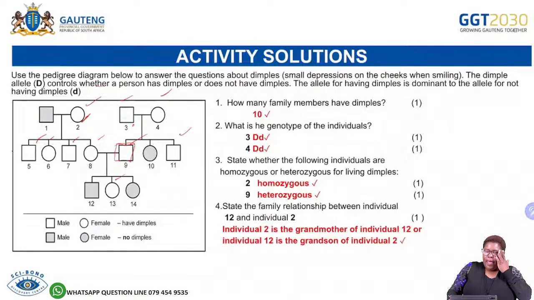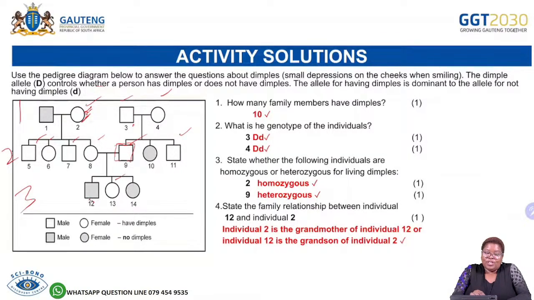Okay? And then state the family relationship between individual 12 and 2. Remember, those generations help us to connect the relationship between those individuals. You go to 2. 2 is the female, right? And then 12 is the son in the 3rd generation. So it means 2 is the grandmother of 12.